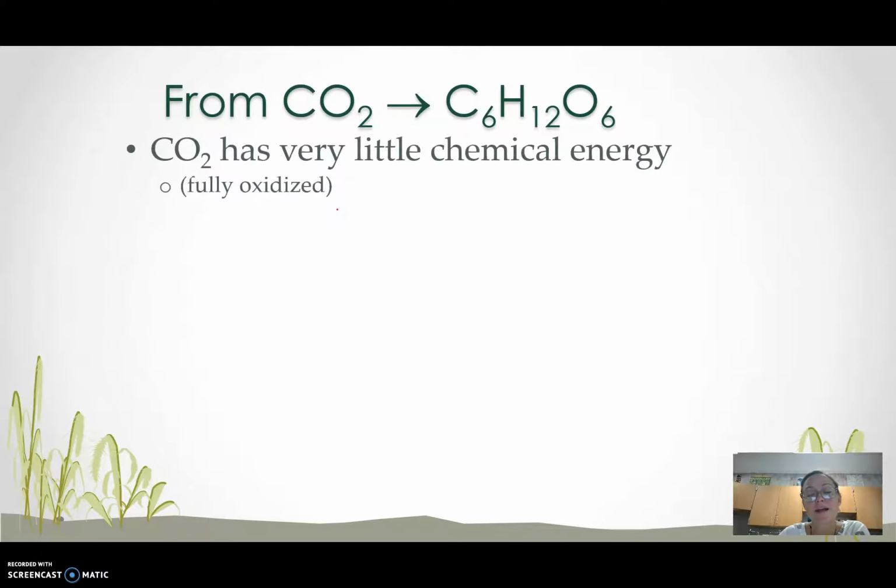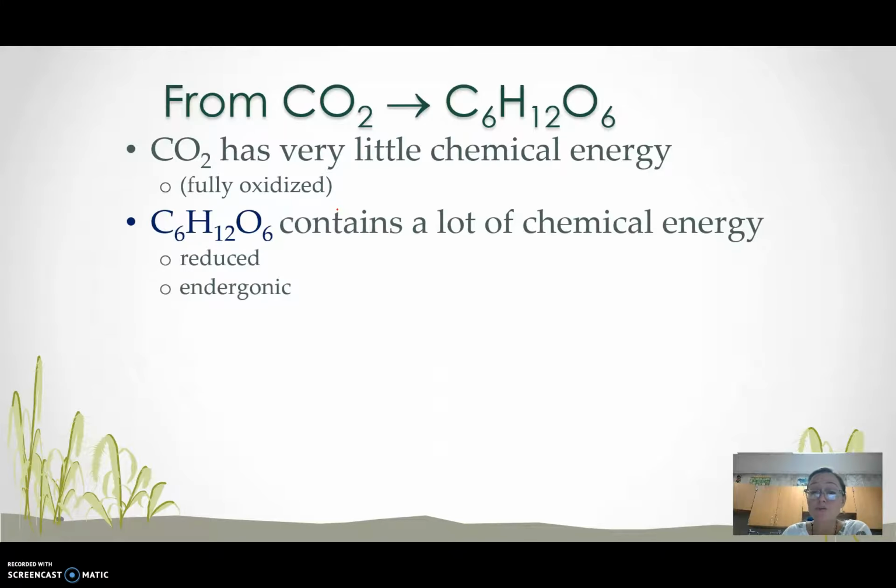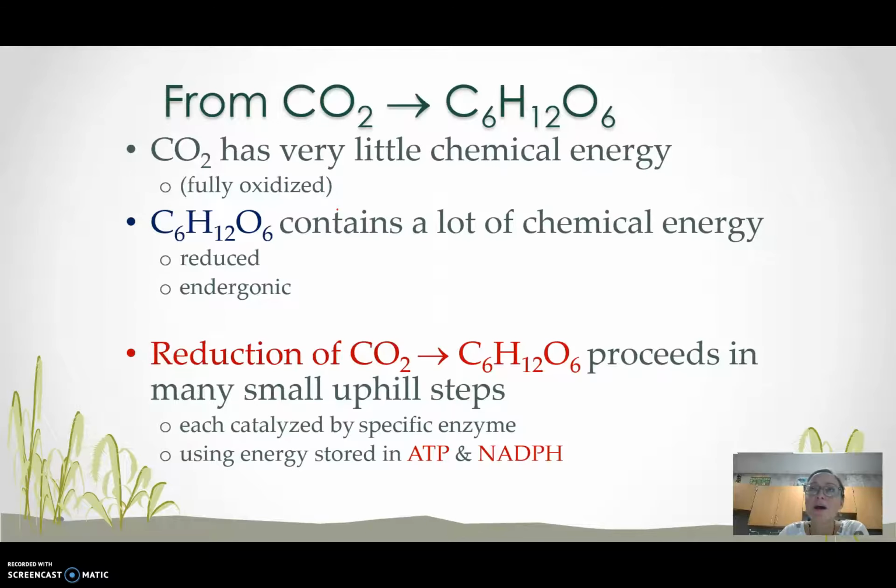Now, how do we get from carbon dioxide to glucose? Well, CO2 has very little chemical energy, but glucose, C6H12O6, has lots of chemical energy. It's reduced, it's endergonic, and so in the process of building glucose from carbon dioxide, there's a series of many uphill steps. And this is where we take that vocabulary word, anabolic pathway, into consideration. Here it's a series of steps and it's building, it's energy investment, a bunch of endergonic reactions occurring. And each step is catalyzed by a specific enzyme.